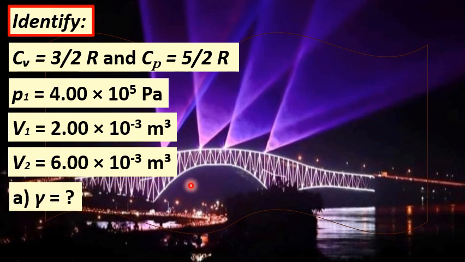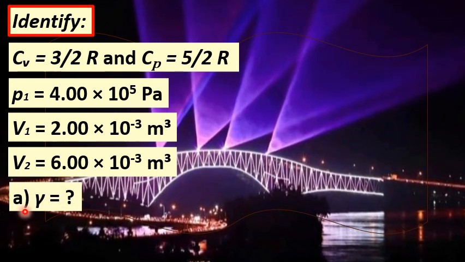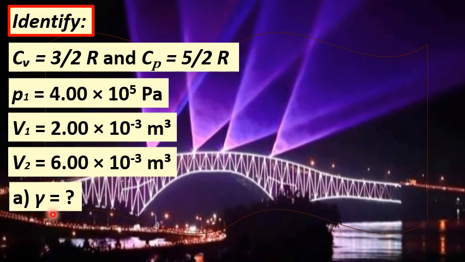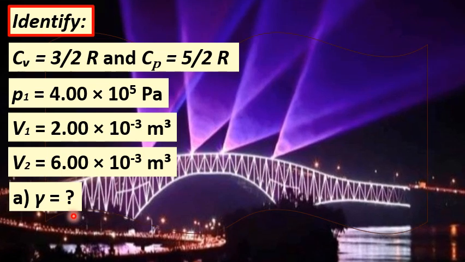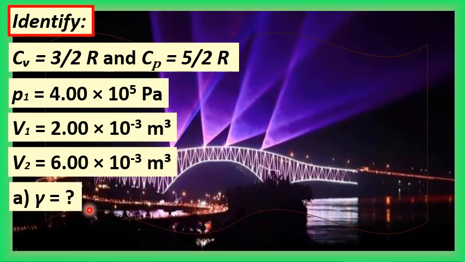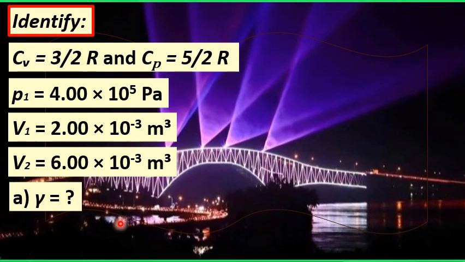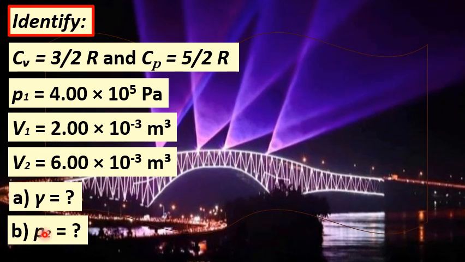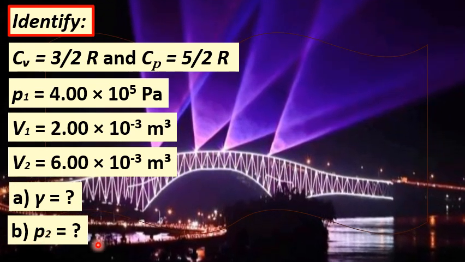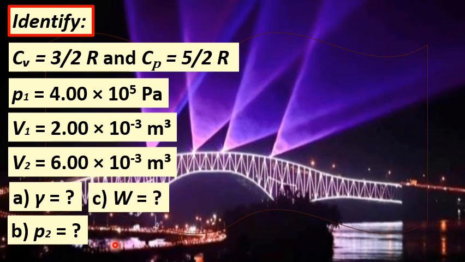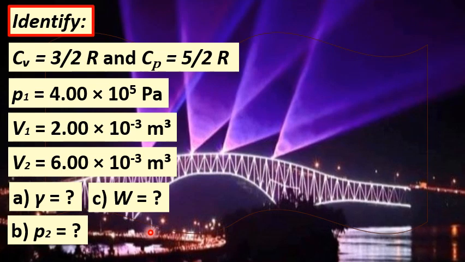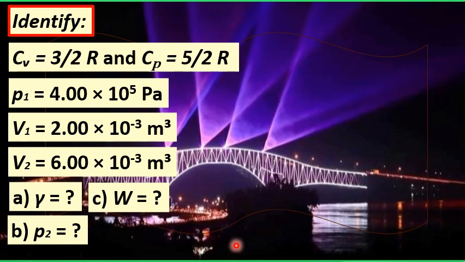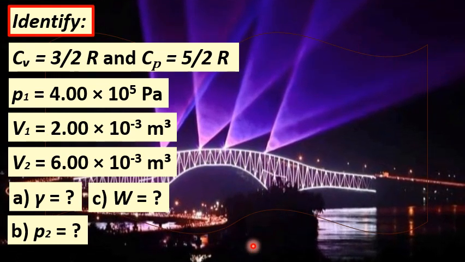And our target variables are, letter A, the constant gamma, which is the ratio of C sub P over C sub V. All right. The second target variable is the final pressure P sub 2, and letter C, we are also asked to find the work done by the gas as it expands.